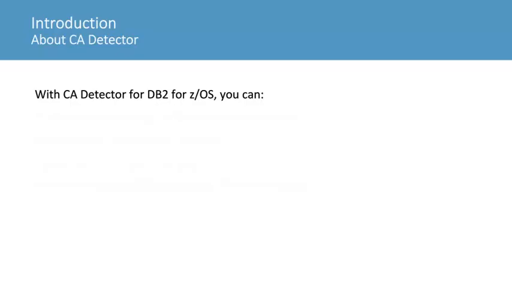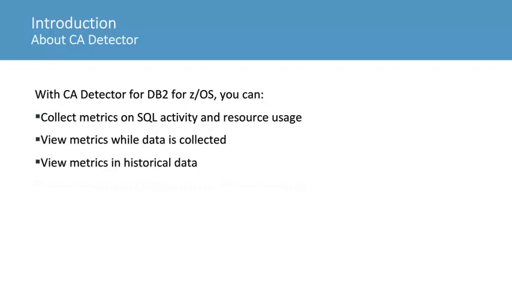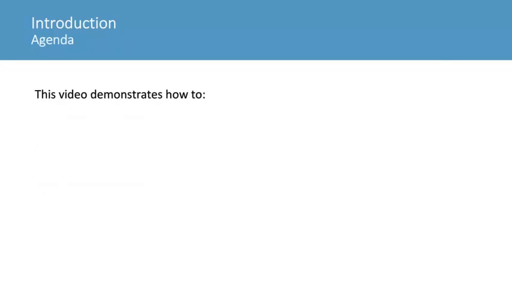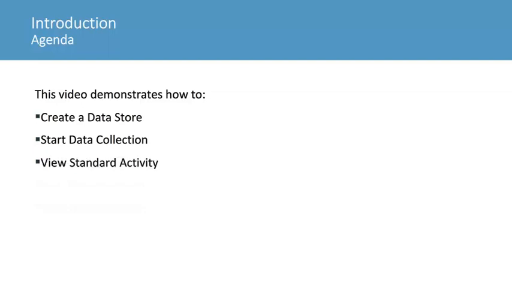CA Detector for DB2 for z/OS can help you evaluate application performance by collecting metrics on SQL activity and resource usage. You can view metrics while data is collected or later if the data is externalized to a data store. Data can be grouped by application, plan, or program by selecting the available screen options. In this video, we'll demonstrate how to create a data store, start data collection, view standard activity data, stop data collection, and view historical data.